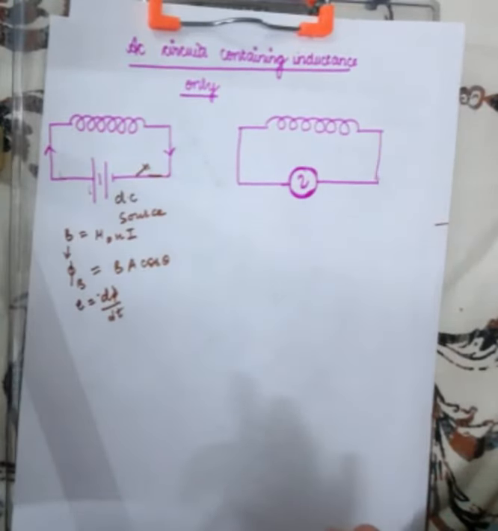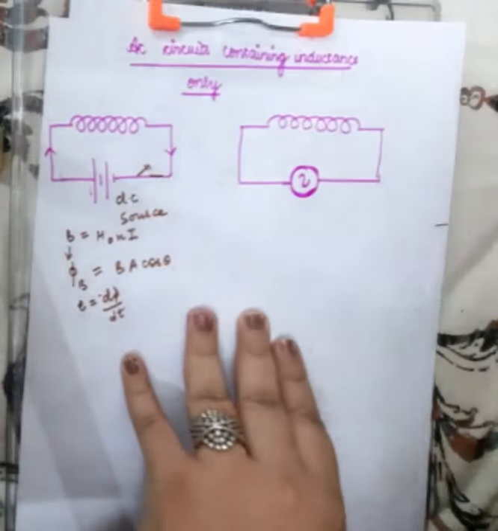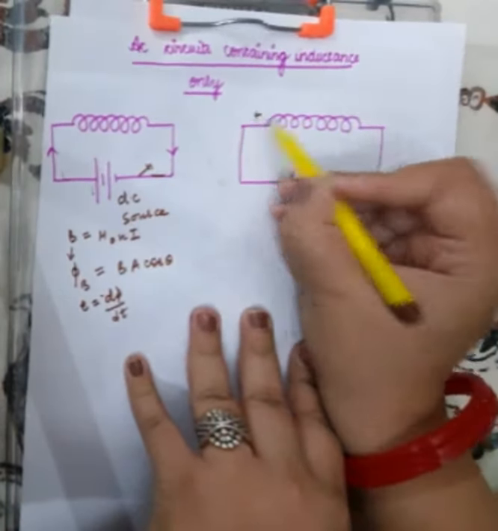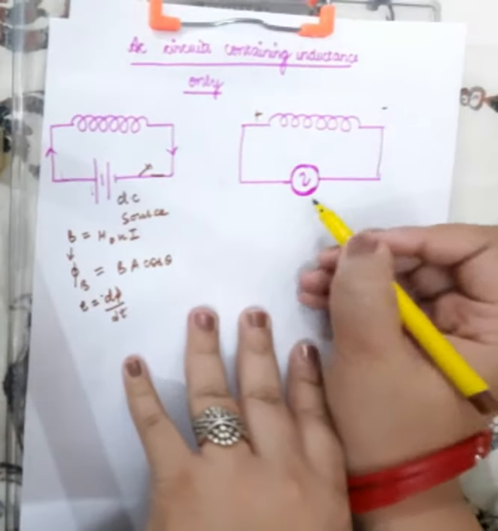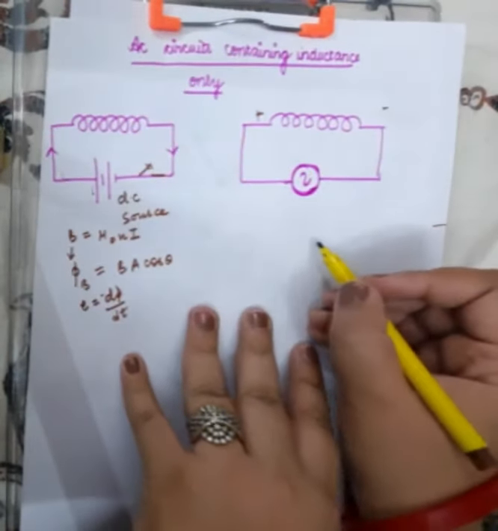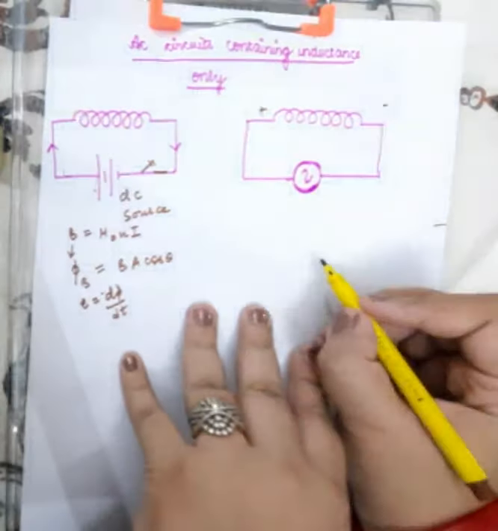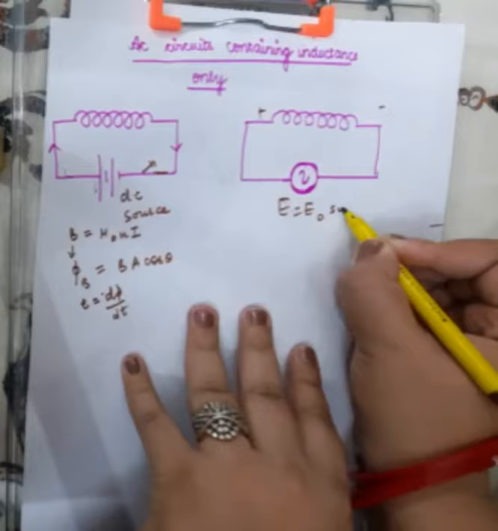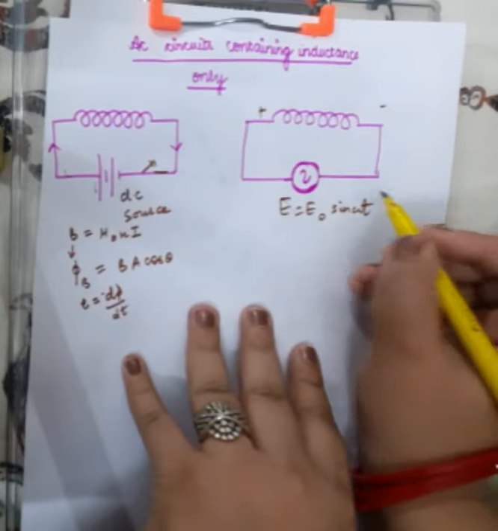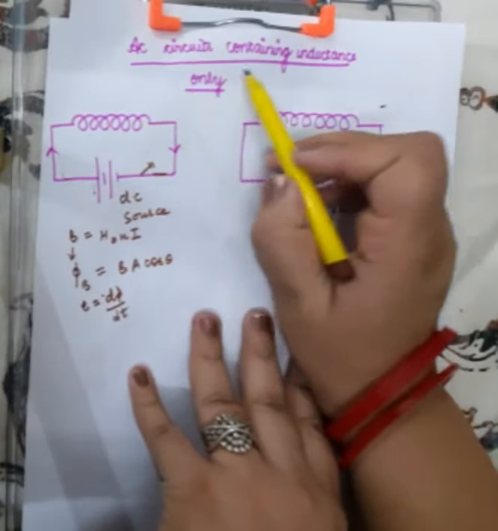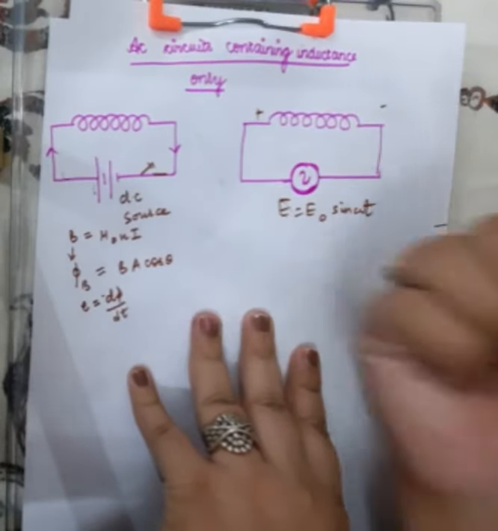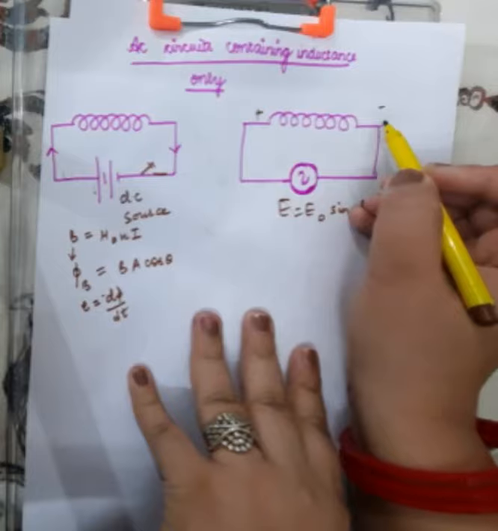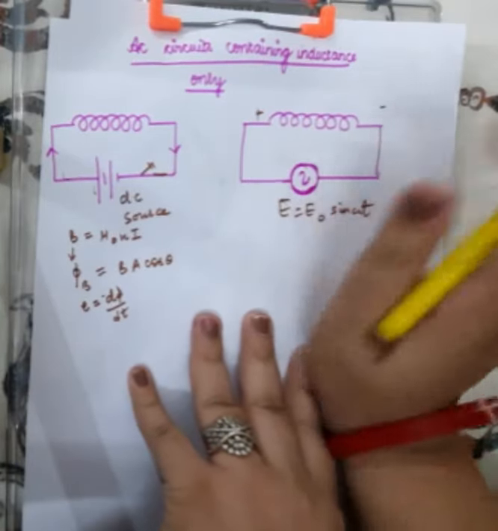So let's study, since this AC source is there. At an instant of time, if this is positive and this is negative, suppose the EMF provided by this source is E equal to E naught sine omega t. Now you can see the name of the topic, AC circuits containing inductance only. So we are considering that it's a pure inductor. Only the windings and the coil are there.